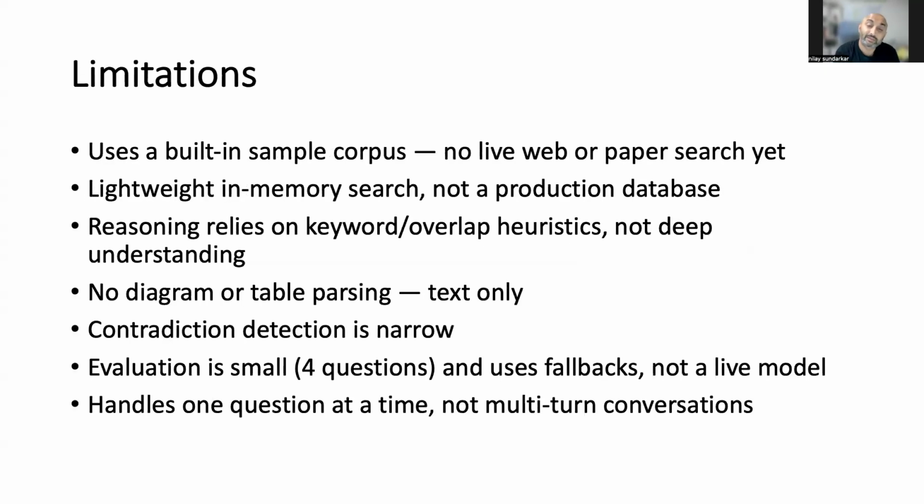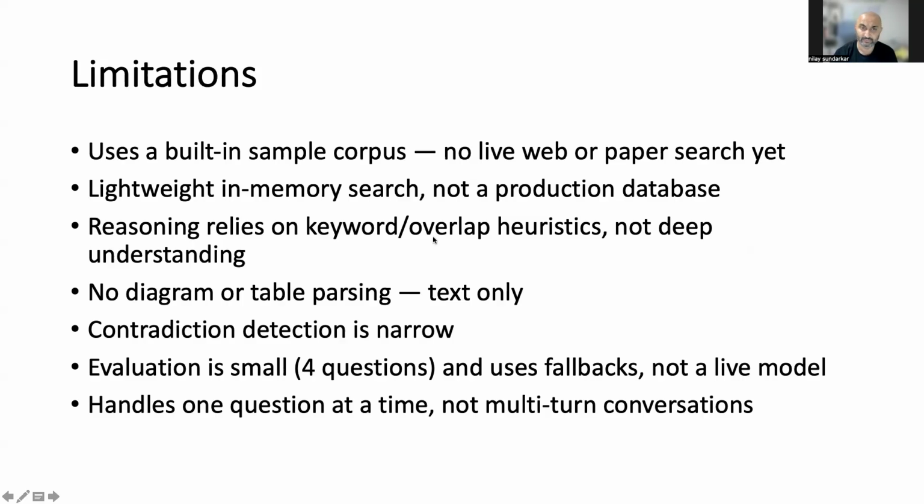Now, I want to be honest about the limitations because they matter. Today, it uses a built-in sample corpus. There is no live web or paper search yet. The search is lightweight and in memory, not a production-grade database. The reasoning leans on keyword and overlap heuristics rather than deep semantic understanding. It only handles text, no diagrams or tables. Its contradiction detection is fairly narrow. The evaluation set is small and it answers one question at a time rather than holding a multi-turn conversation. None of these break the architecture. They are deliberate simplifications to keep it offline and dependable, but they are the honest next things to fix.